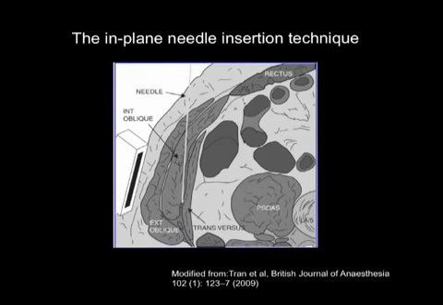Here is a cartoon demonstrating the appropriate needle insertion technique. Once again, the muscles are color-coded. The needle is inserted between the transversus abdominis muscle and the internal oblique muscle. The needle is indicated in yellow.